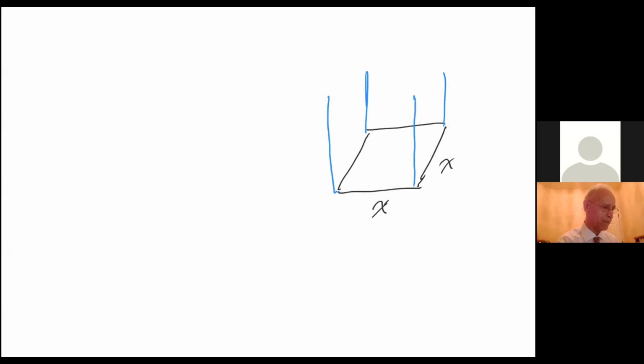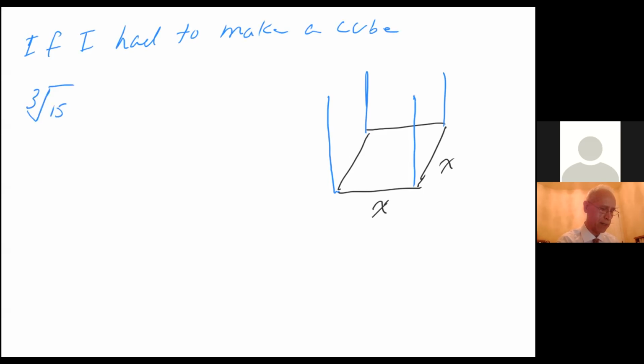What is it that I can count on? I know that I have a total of 1500. So if I had to make a cube, I would say, okay, cube root of 1500 roughly equals 11.447 centimeters. So I know that the sides are going to be roughly in the neighborhood of about 12 centimeters. All right, what else do I know?